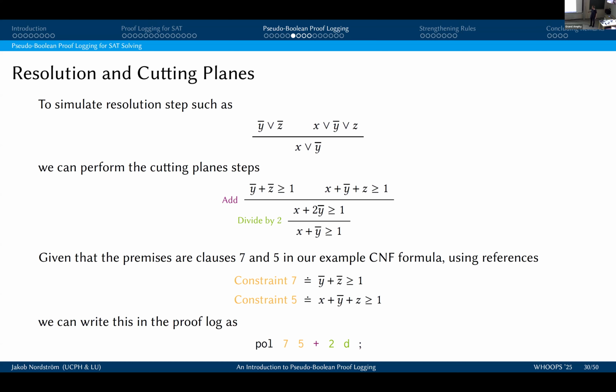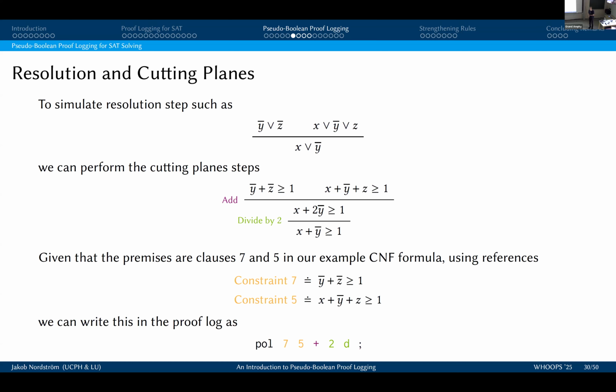And again, how would I write this? In my original CNF formula, these were clauses number 5 and number 7. So I would again write a proof line in reverse Polish notation: take constraint number 7 and number 5, add them up, and divide by 2.